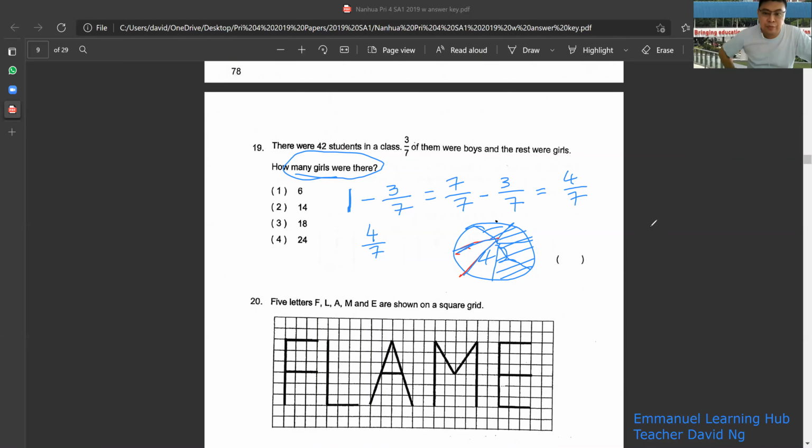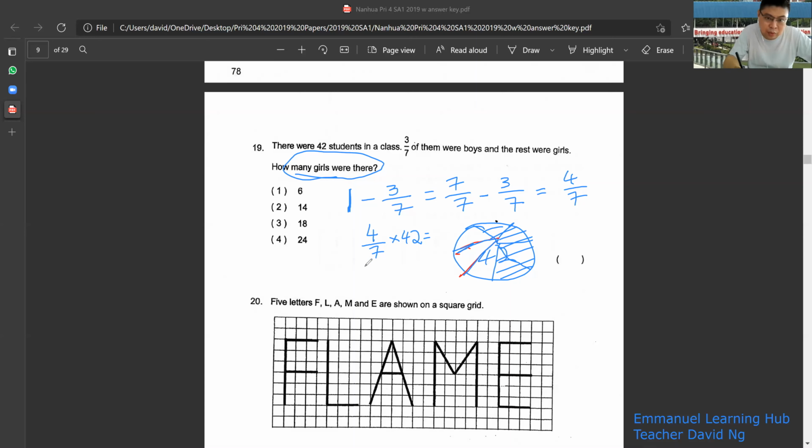What must you do? 4 over 7 divided by 4 divided by 7? No. 4 over 7 multiply by 42. You get the answer already. You know why multiply? Because 4/7 of the class are girls. The whole class is 42. Whenever you see 4/7 of something, it is always multiplying.